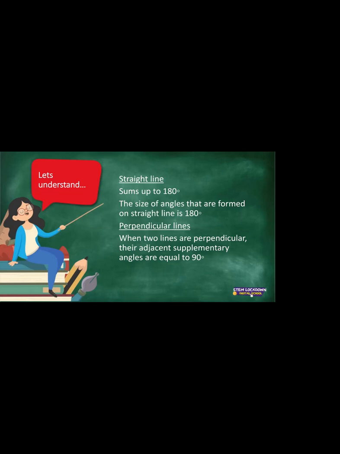So let's read it. It says, when two lines are perpendicular, their adjacent supplementary angles are equal to 90 degrees. So when you join those two lines, they will form a right angle, which is 90 degrees. Two lines or line segments are perpendicular to one another if they meet at a right angle. But I will show you. Don't worry. Right now, I'm just explaining. I will show you as soon as I'm done with the explanations.